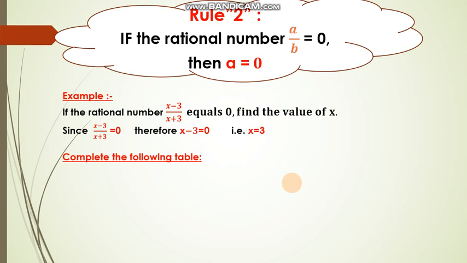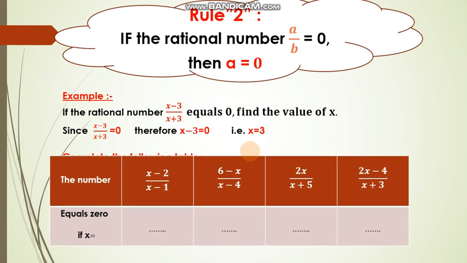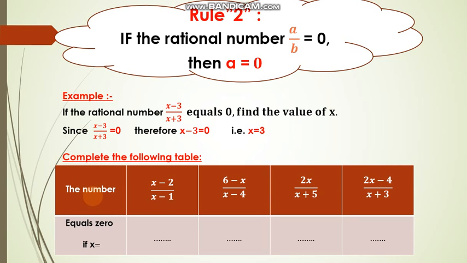Complete the following table. Mini exercise. The number on the top and in the bottom equals 0 if x equals what? Number 1, x minus 2 over x minus 1. We will choose what? Bravo, we will choose the numerator. So x minus 2 equals 0, so x equals 2. Here, 6 minus x over x minus 4. We will choose what? Yes, 6 minus x, so the value of x here equals 6.